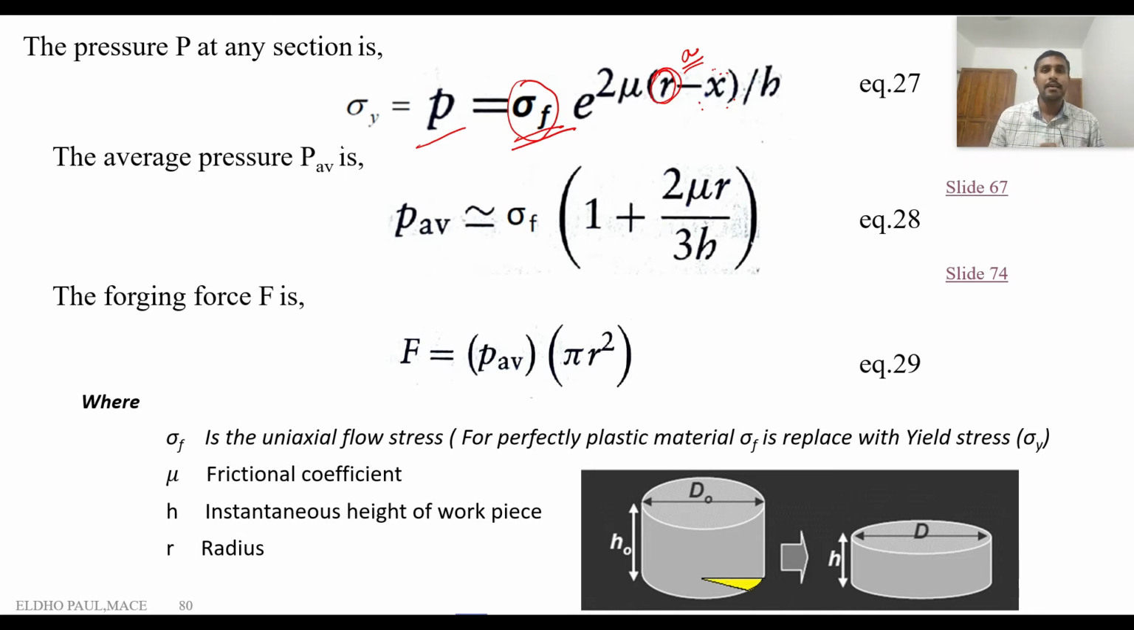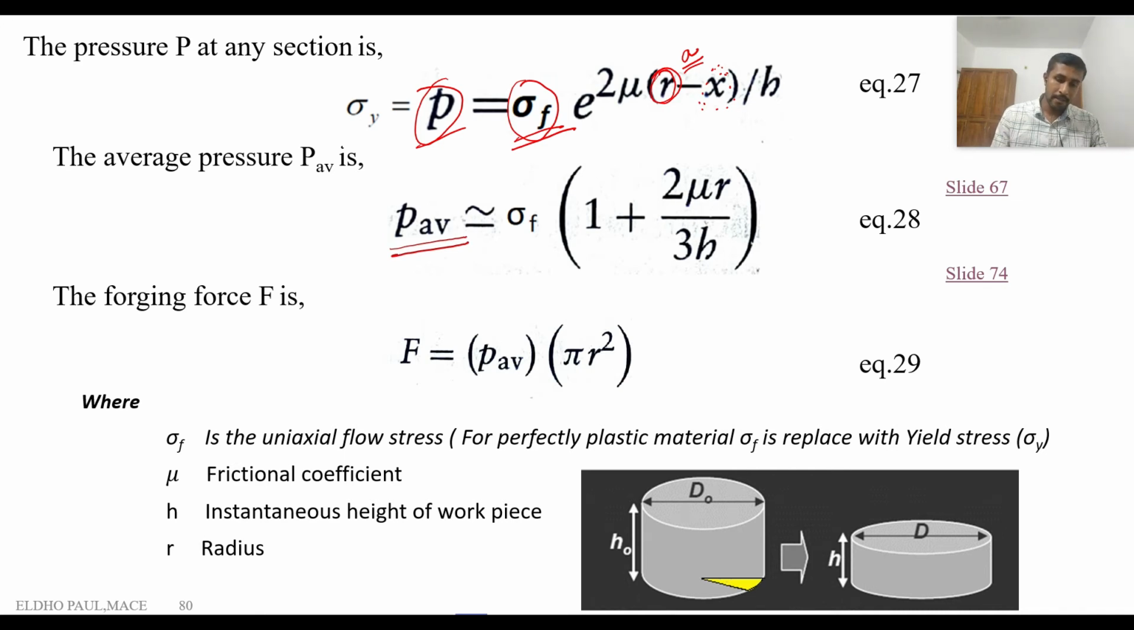By using this pressure formula we can draw the pressure distribution. When x equals 0, the pressure will be maximum. The x is equal to 0 at the center, so the center region is where the pressure is maximum, like the previous rectangular workpiece case. And similarly we can calculate the average pressure also.